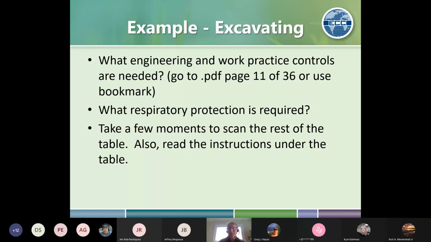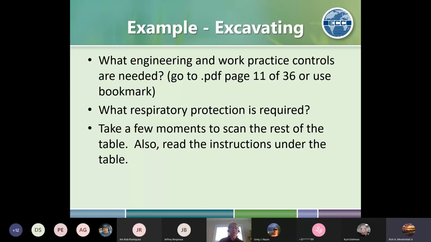Or, Rich, you mentioned an enclosed cab. So if the only one exposed in the area is the operator, he could be in an enclosed cab. But does the table tell you what an enclosed cab means? No, it doesn't, but typical standard is you have a filtration system now in most of the new pieces of equipment, and you're supposed to maintain that system, right? And the seals with the door closed, windows right up.